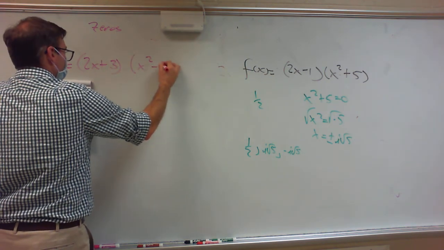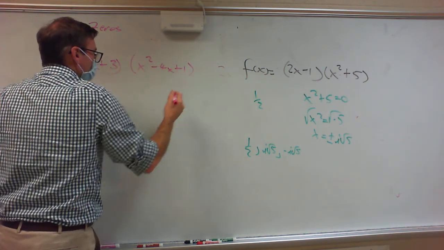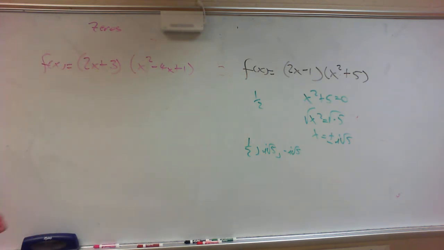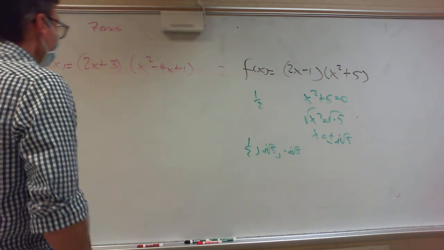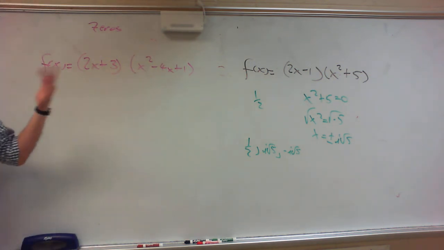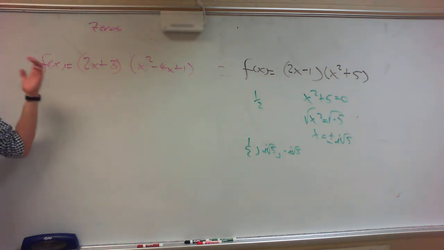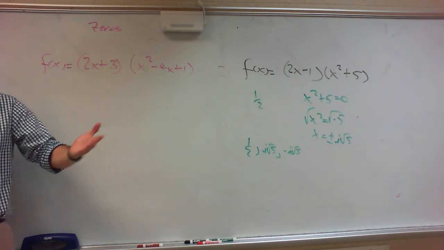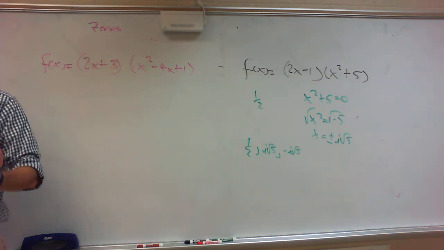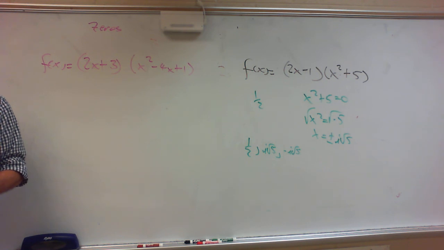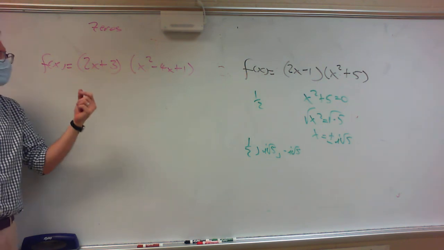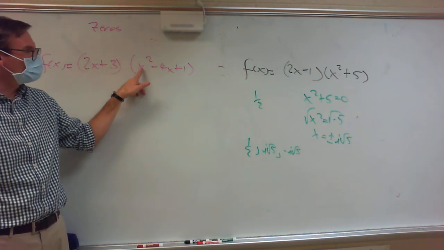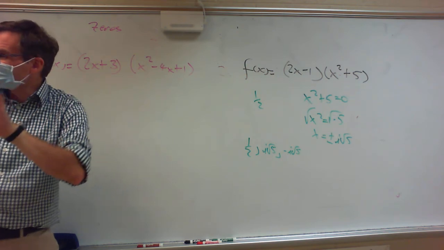X squared minus 4x plus 1. So, everybody write this. All right, so let's talk about this one for a second. So here's a polynomial. My first question is, how many zeros are we going to have? 4. It seems like a common answer in my classes has been 4, where you think this gives you 1, and then for some reason you think this is 2 and this is 1. But it doesn't work that way.